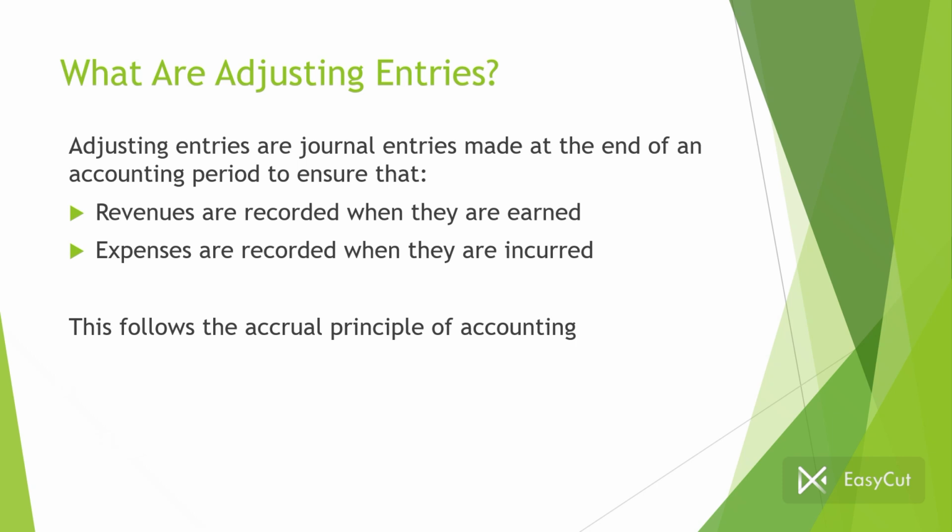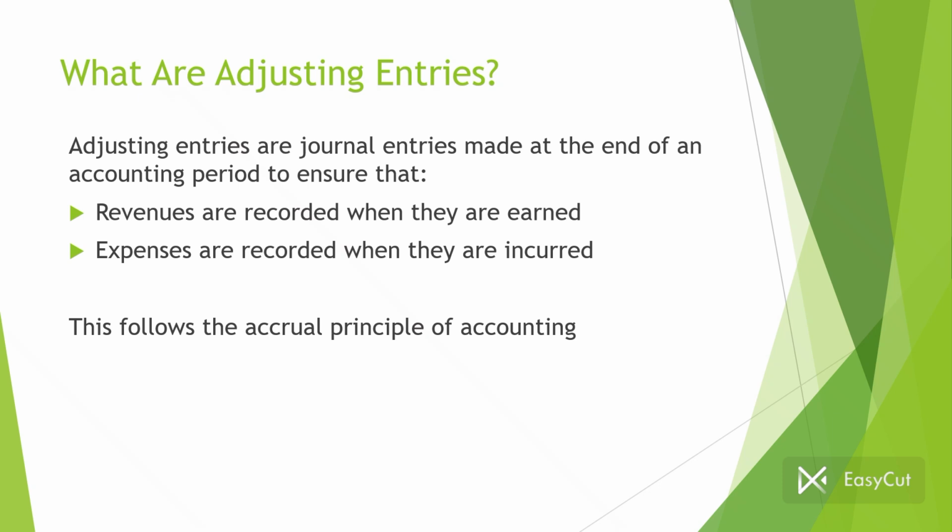What are adjusting entries? Adjusting entries are journal entries made at the end of an accounting period to ensure that revenues are recorded when they are earned and expenses are recorded when they are incurred. This follows the accrual principle of accounting.